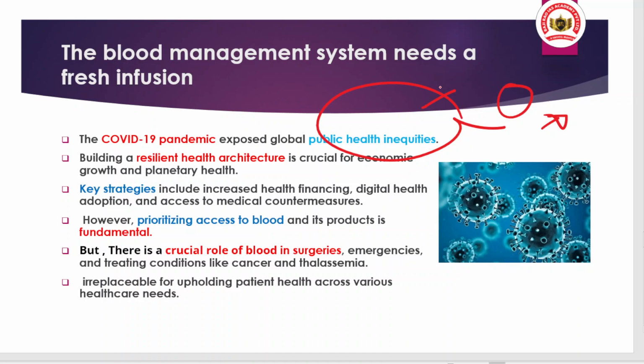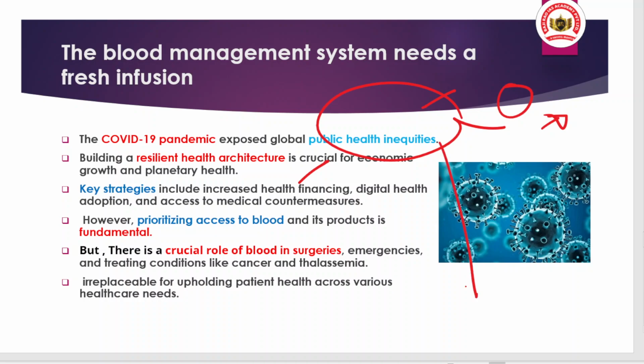So that also reflected that public health inequalities exist based on the country, based on the location, based on the state, let's say in the case of India as well. So we need to have a resilient health architecture, and it is very important for economic growth as well as planetary health. There can be key strategies for this, like health financing, digital health adoption, and apart from that, access to medical countermeasures.